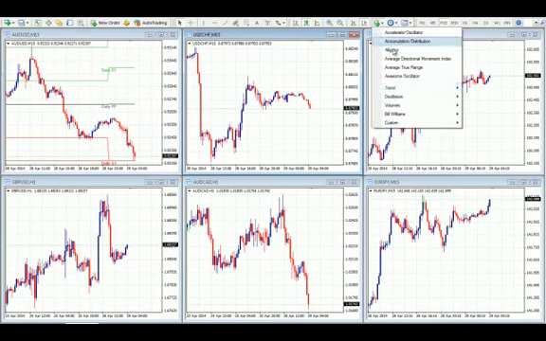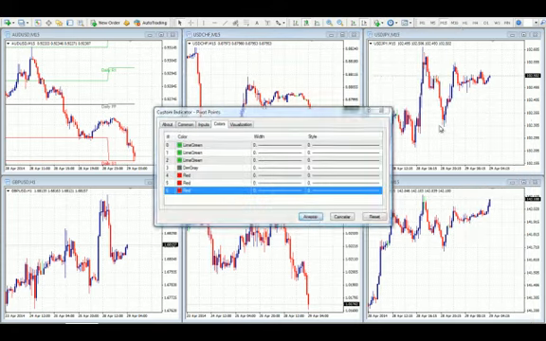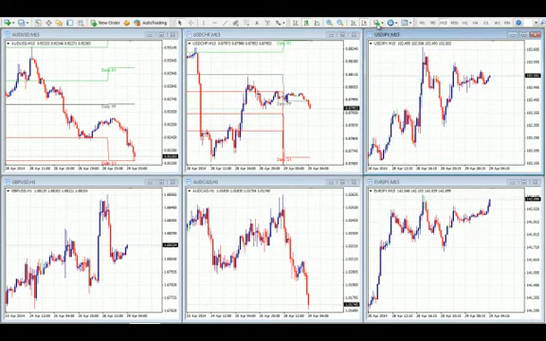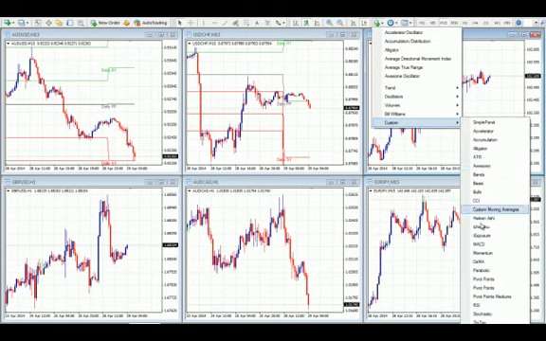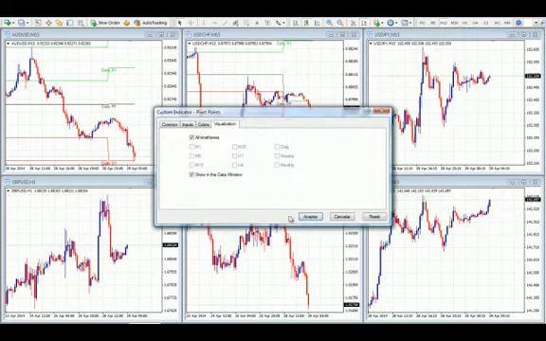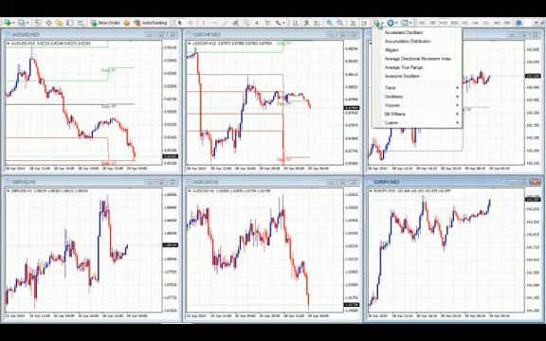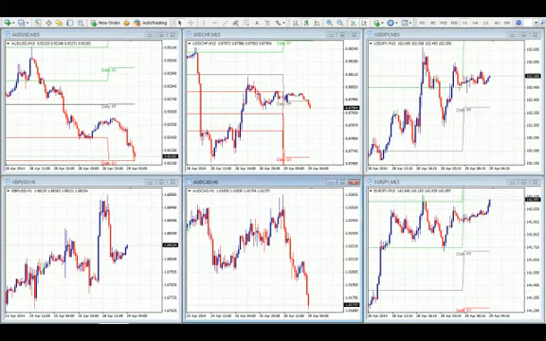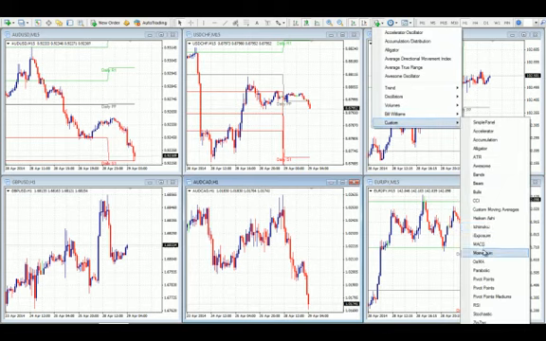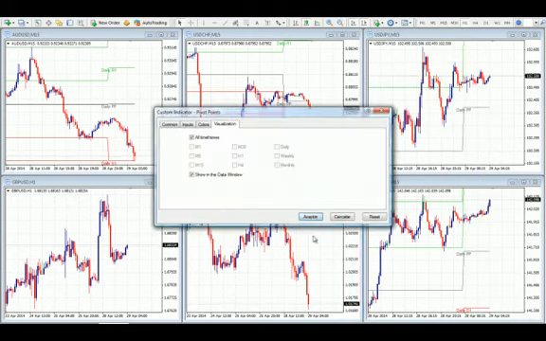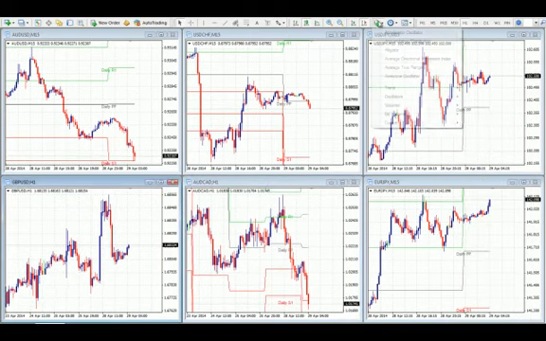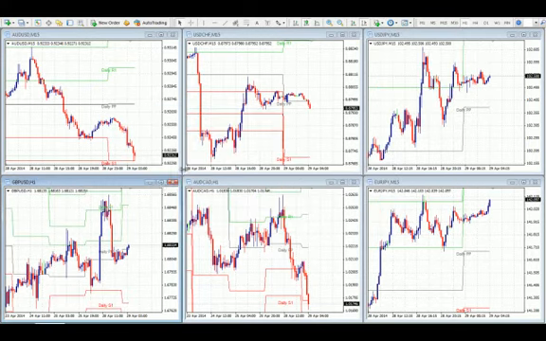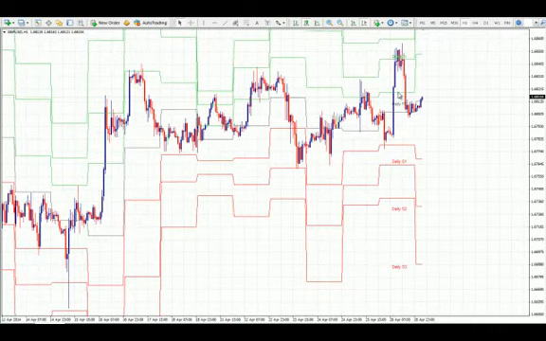We're going to do that with every single one of these charts, because we're going to look for what setups we had today on all of these currency pairs. So we just need to put the indicator on the GBP USD. Let's start with the GBP USD.